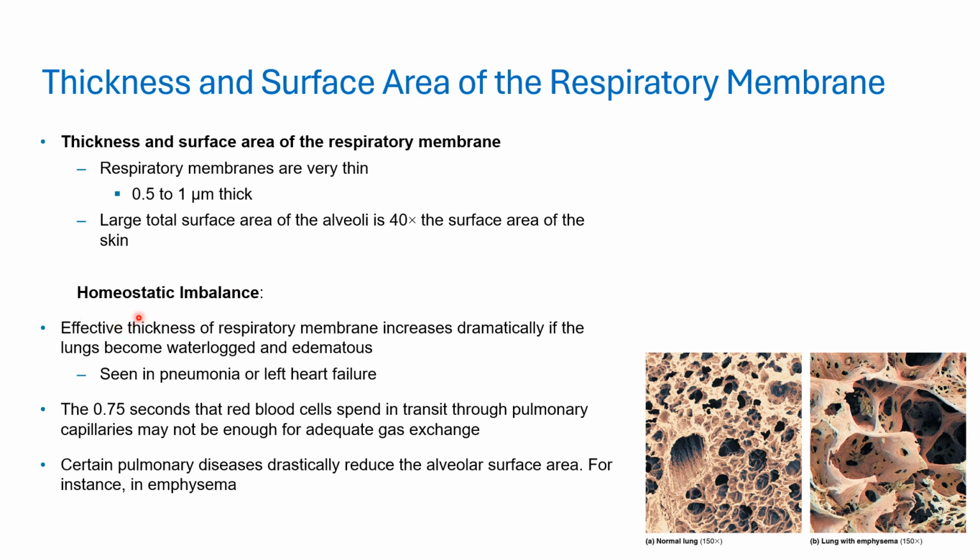So let's read this. Effective thickness of the respiratory membrane increases dramatically if the lungs become waterlogged and edematous. So if there is too much water in the lungs, there are certain conditions in which there is edema. Edema means that there is fluid in the lung: the plasma diffuses out of the capillaries, and then it gathers in the alveoli. So when that happens, the thickness of the wall increases. It is seen in pneumonia and left heart failure.